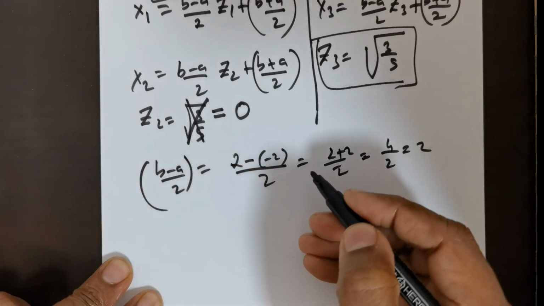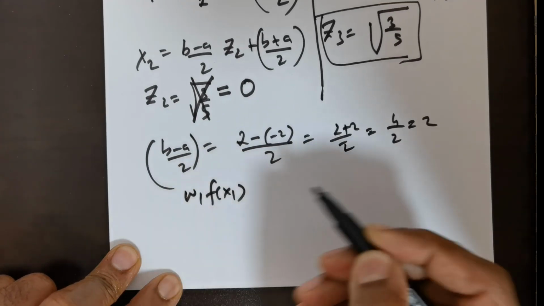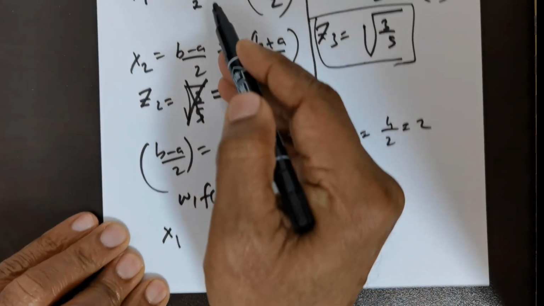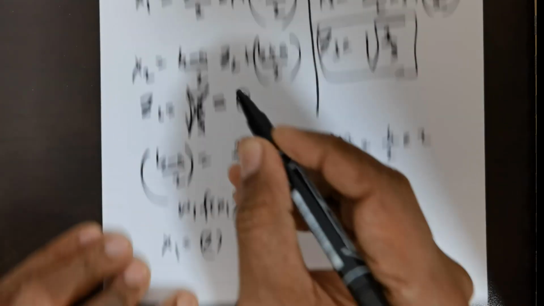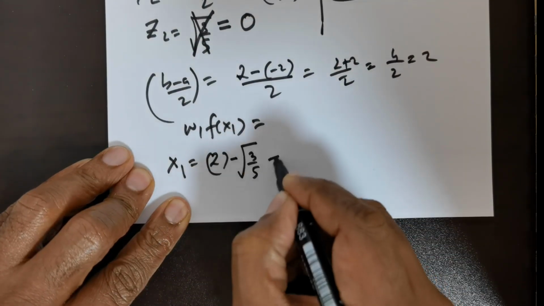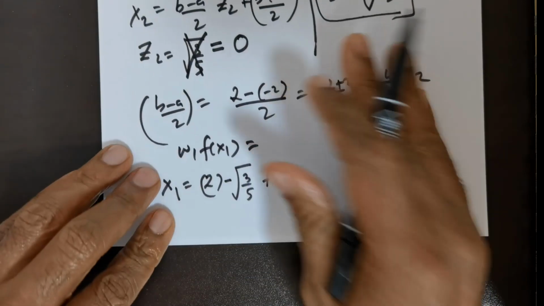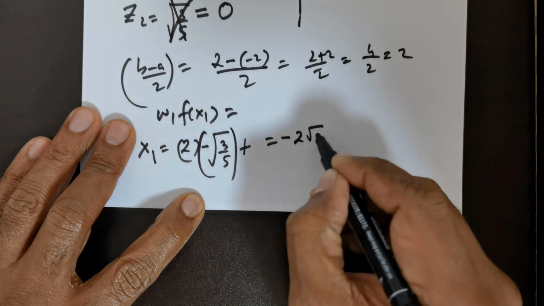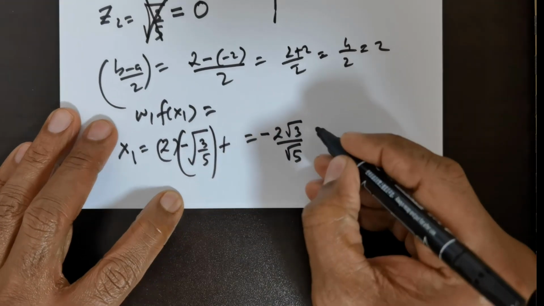After we have got this, we will have to find w1 times f of x1. For that I need the value of x1. Now x1 is equal to (b minus a) divided by 2, that is 2, multiplied by z1, which is negative root of 3 over 5, plus (b plus a) divided by 2, which is going to be 0, so no point in evaluating that. If I multiply this, it is going to be negative 2 times root of 3 divided by root of 5.